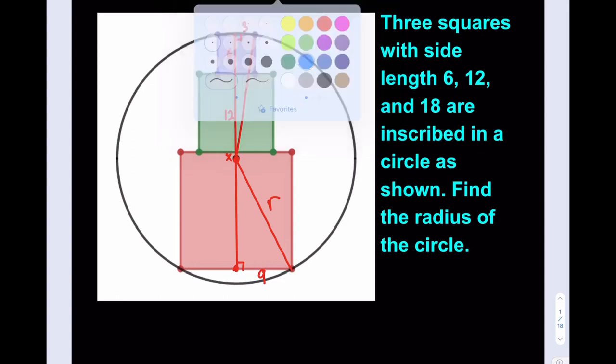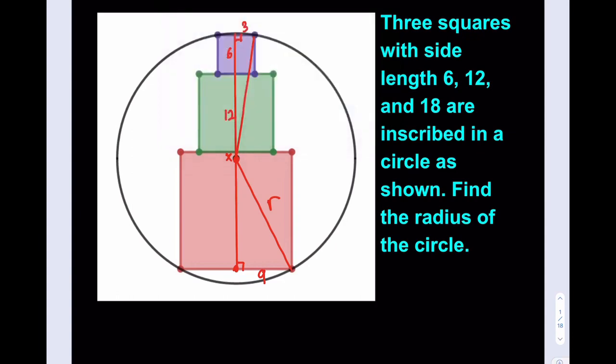Let's go ahead and change some colors here. So here's one of my right triangles. And here's the other one. Okay. So basically, those are the triangles that I'll be using to solve this problem. And I'm solving for R. But there's another unknown, which is X. So I have to solve for X as well. So how do we proceed? Let's see what happens from this point on.